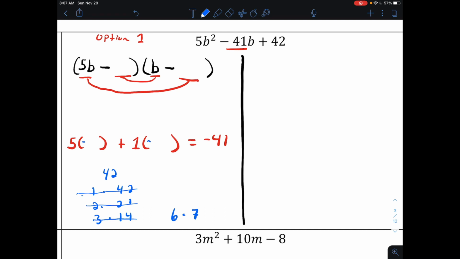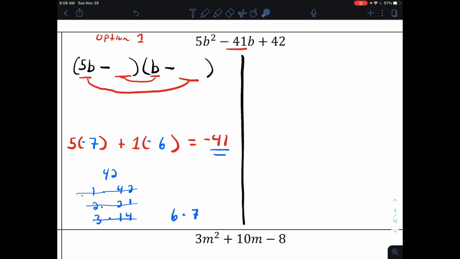If I do, let's see, 5 times negative 6 would be negative 30. 1 times negative 7 would be negative 7. That would add together to be negative 37. That doesn't work. We can try the other way. 5 times negative 7, 1 times negative 6. That gives me negative 41. So I found my pairs of numbers that would add together to make what I was looking for.